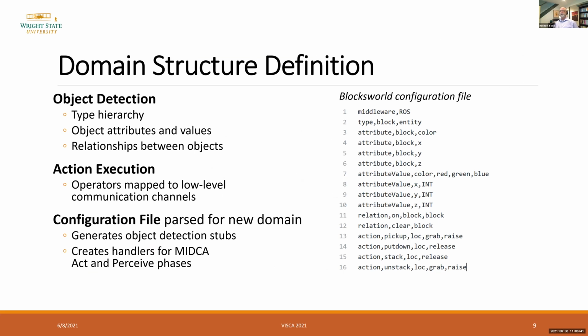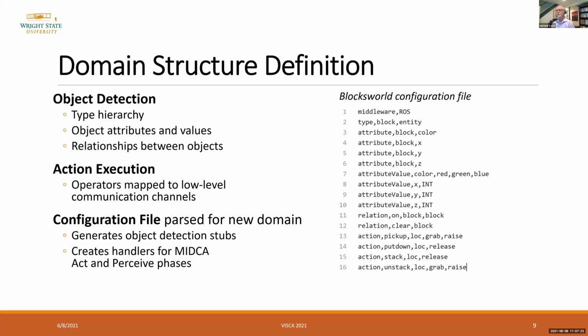So first, I can mention that there is a file that can be generated for MIDCA when creating a new domain that would describe the types of objects and the relationships between them in the world for a limited domain that you are developing. And then also it has an ability to define the operators and their mapping to low-level communication channels. So in ROS, this is done through a publish-subscribe architecture in which you have computational nodes that are communicated with through what they call topics.